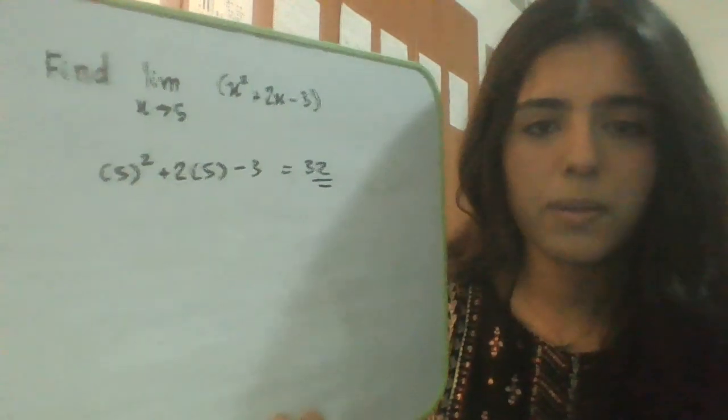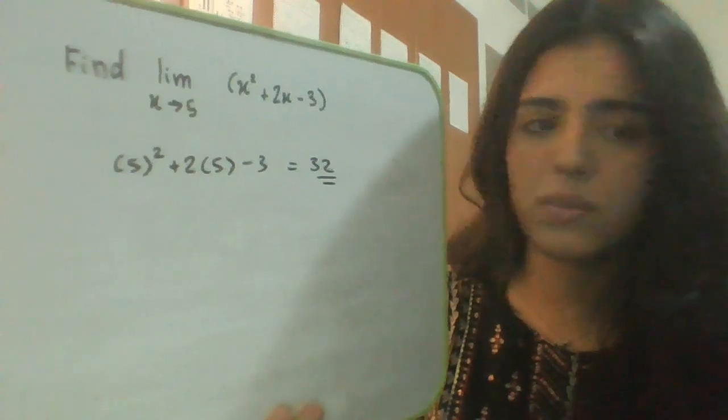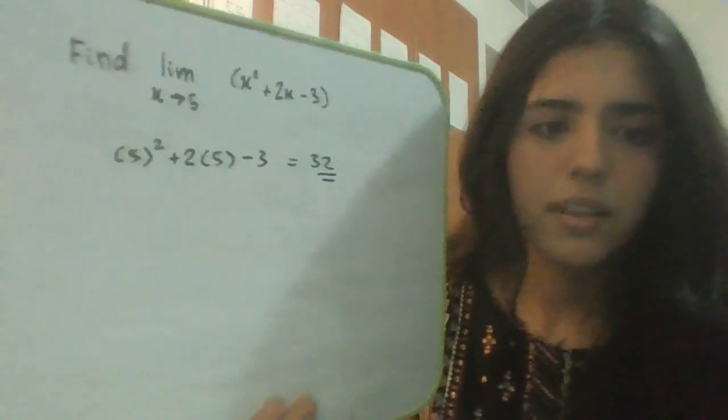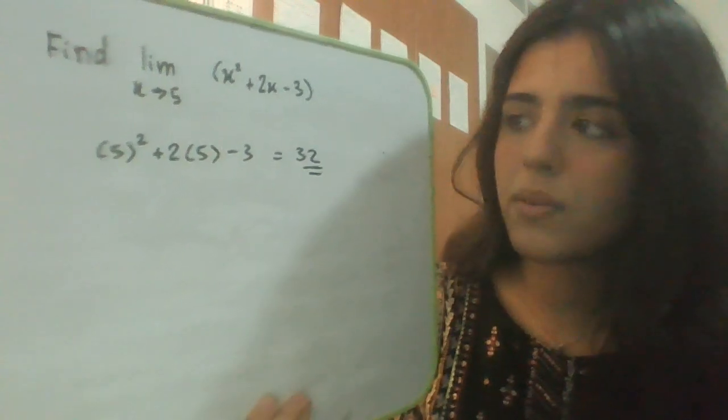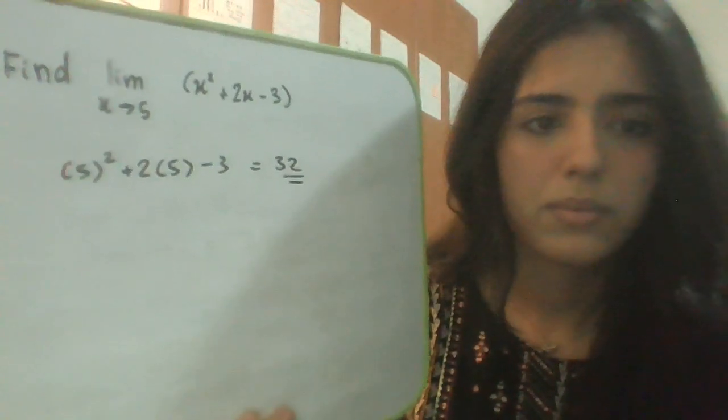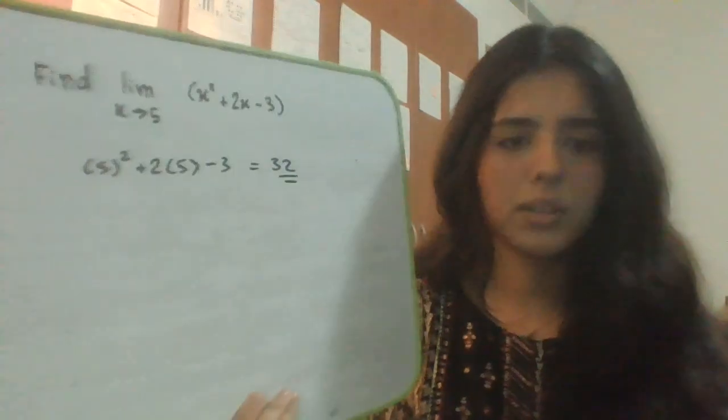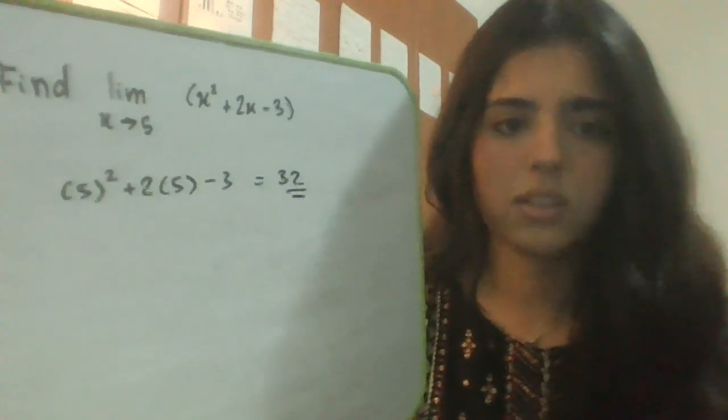Okay guys, so here I plugged in the 5 into x and I solved the equation and I got 32. This means that when x is approaching 5, our limit of the function is going to be 32. Okay? This was a very simple example, so now I'm going to move on to harder examples.